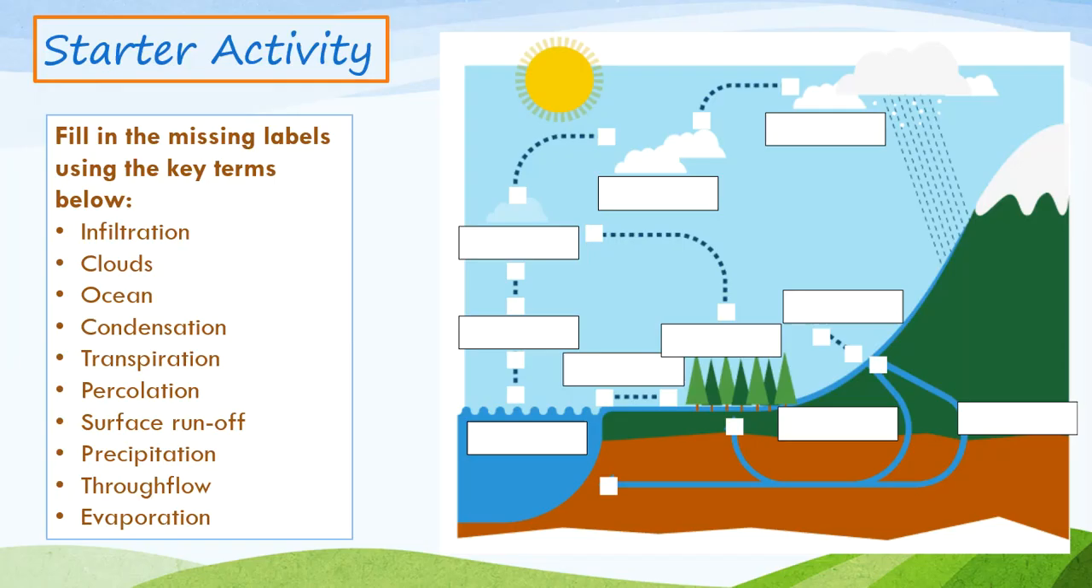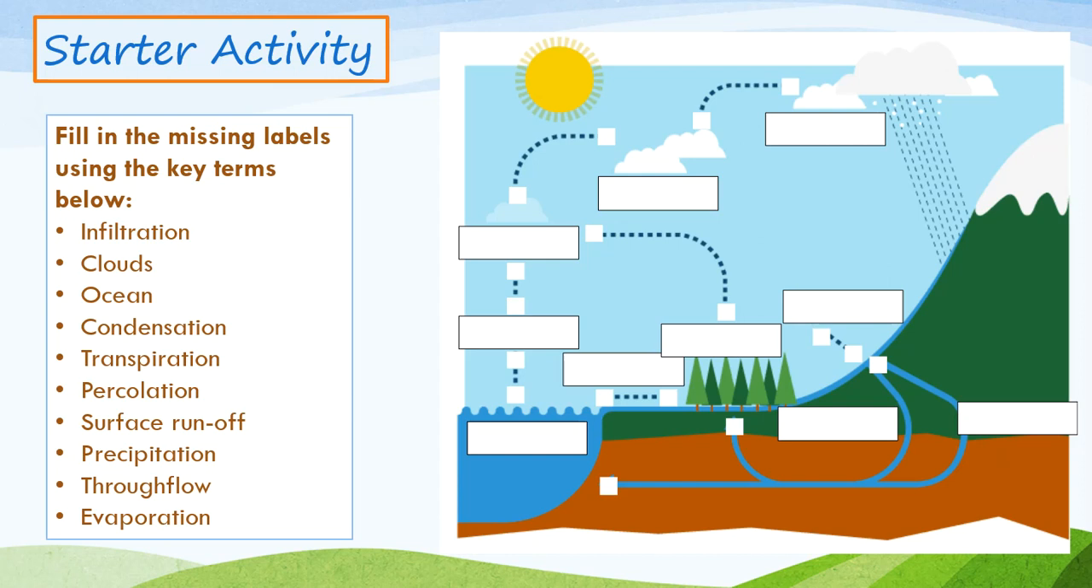So let's begin our lesson with a recap from lesson 1. This is a starter activity. What I'd like you to do is to copy this diagram into your books and see if you can label the correct parts of the water cycle.